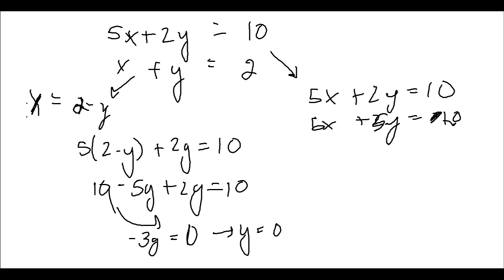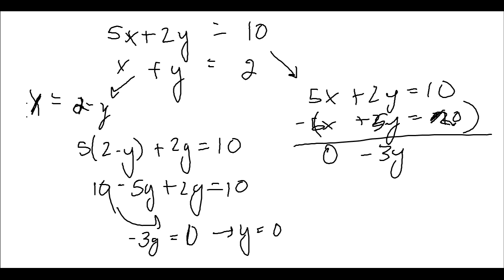Now I'll subtract one equation from the other. So I'm going to put a negative there and then parentheses around everything to remind me that I'm multiplying every term in there by a negative 1. So 5x minus 5x is 0. 2y minus 5x would be negative 3y. And then 10 minus 10 is 0. So I get negative 3y equals 0, or y equals 0, which is the same answer.